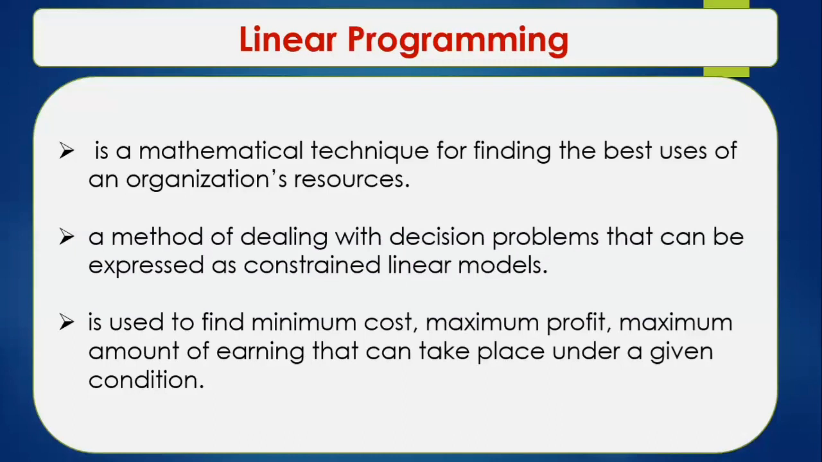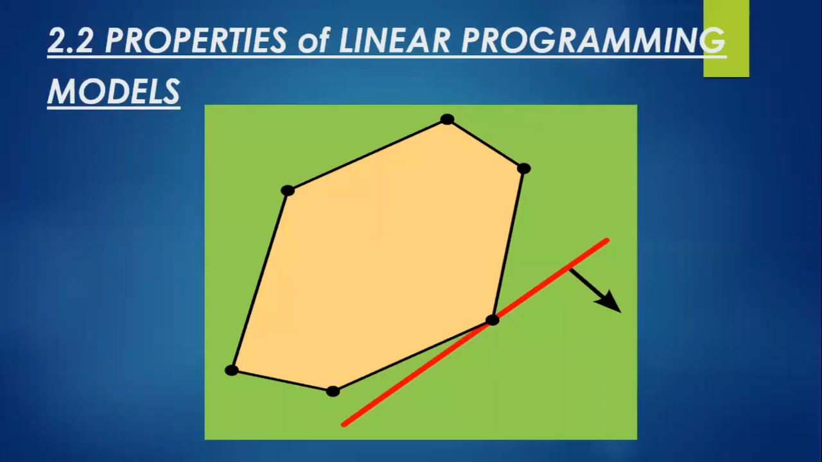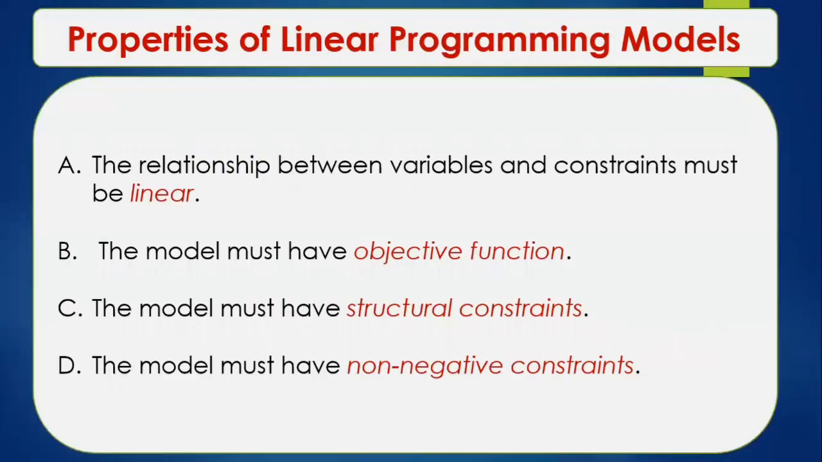Right now, we will also discuss the properties of linear programming models. There are 4 properties that I'm going to discuss today. The first property is the relationship between variables and constraints must be linear. Second, the model must have an objective function. Third, the model must have structural constraints. And lastly, the model must have non-negative constraints.